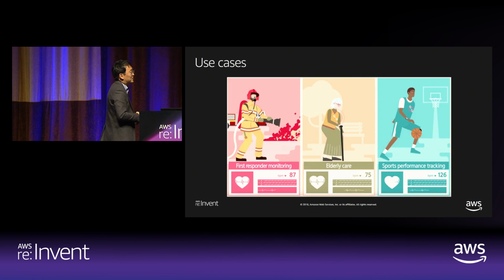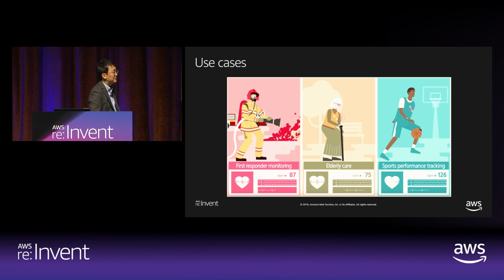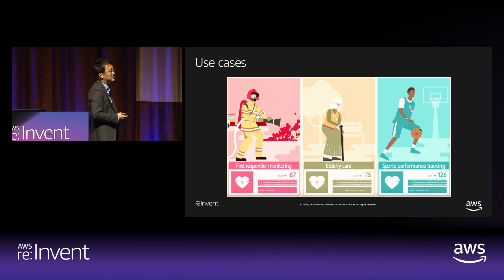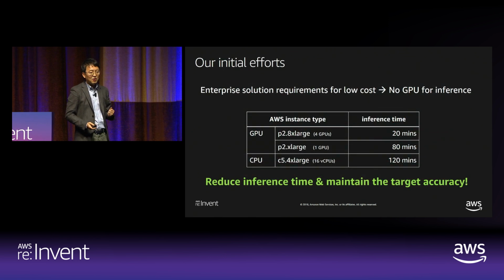What are the use cases for here? It ranges from first responder monitoring, elderly care, to sports performance tracking. Now, I'm going to talk more about the optimization phase.